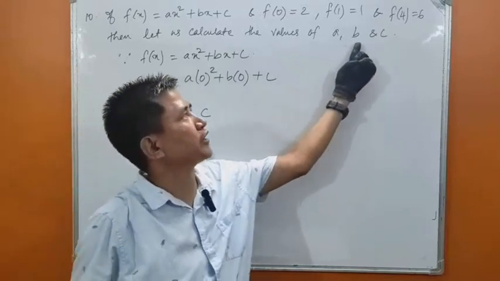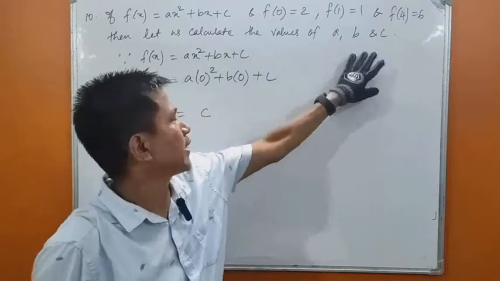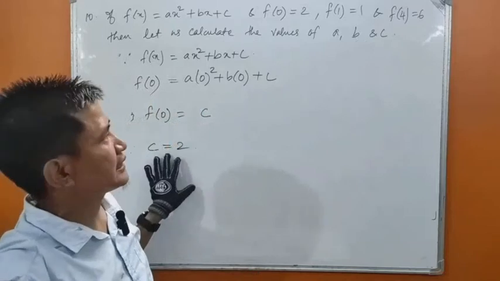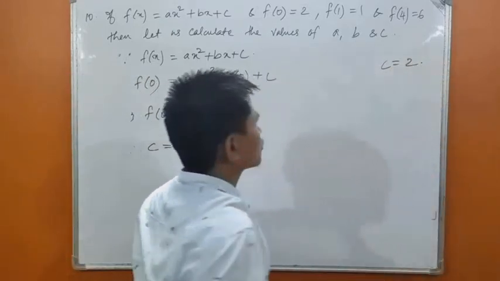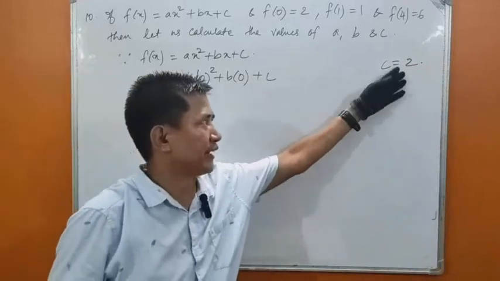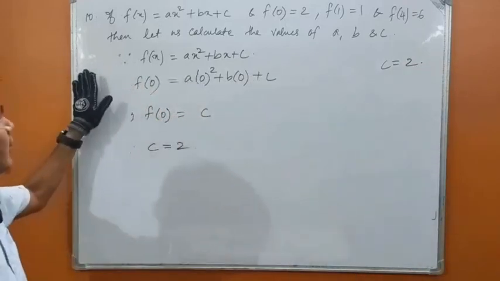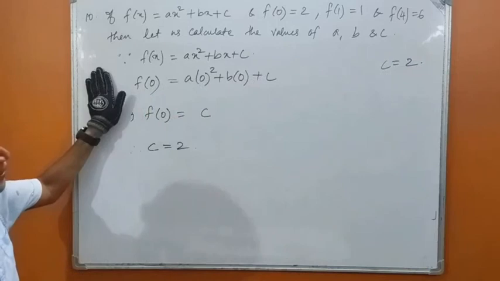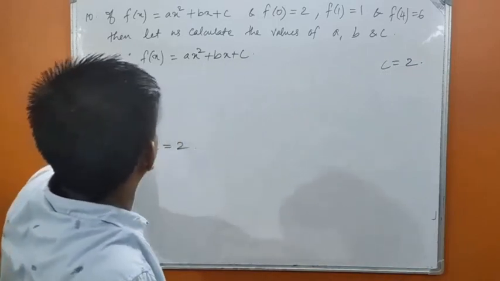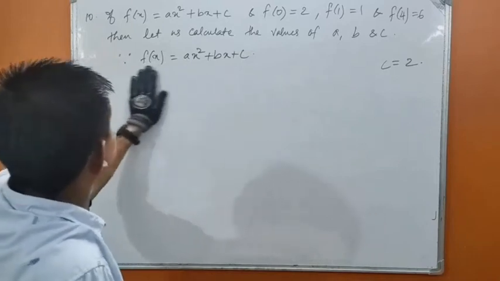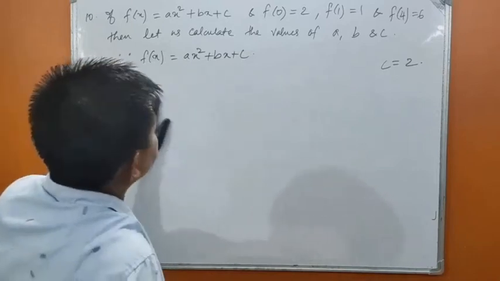We were asked to find the value of a, b and c. We have already found the value of c. c is 2. Let me write the value of c here, 2 separately, so we can use this later on, okay? I will erase this part. Please take the screenshot. We already found the value of c. Now we will proceed further to find the value of a and b, okay?